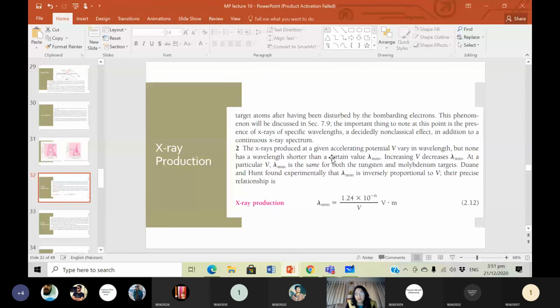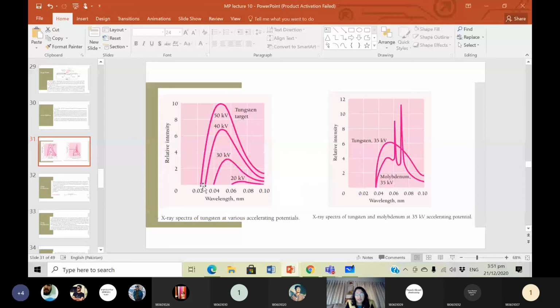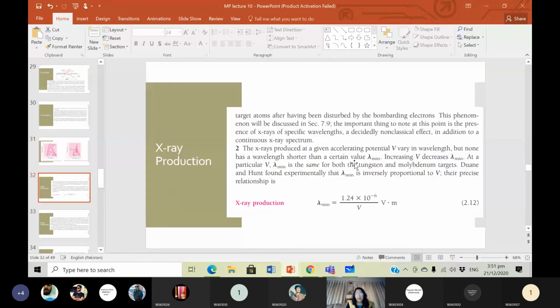The X-rays produced at a given accelerating potential vary in wavelength, but none has a wavelength shorter than a certain value, lambda minimum. So basically, at any given potential, there's a minimum wavelength at which the X-rays are being produced. No X-rays will be produced below that wavelength. They will have a range of wavelengths, but below a given wavelength, no X-rays will be produced.